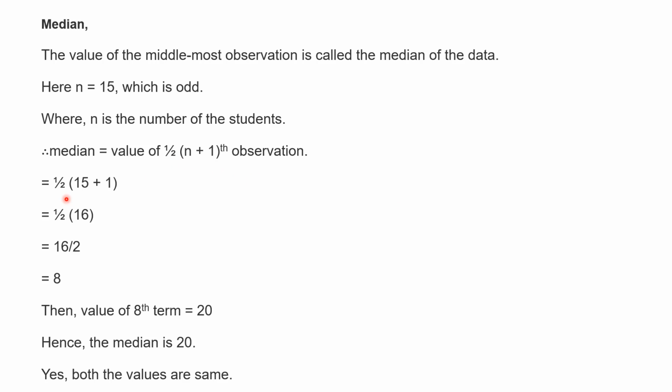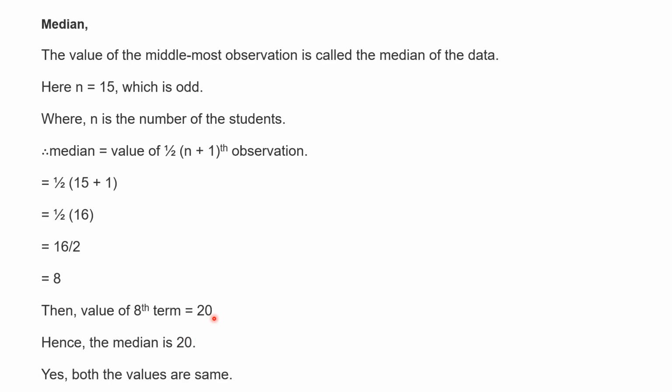So half into how many observations? 15 plus 1, that is 16. Two ones are two, two eights are sixteen, we can cancel here. So the 8th observation, or 8th term, is the median. Which one is the 8th term? That is 20 only. That's why the 8th term is also 20. That's why mode and median are the same.